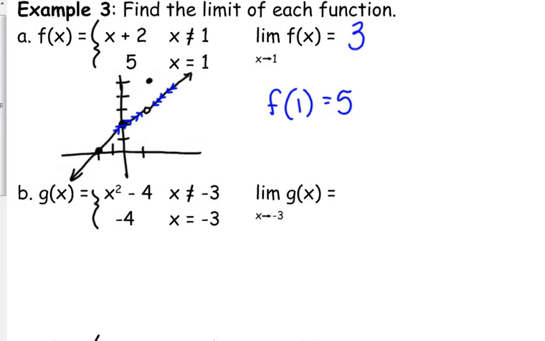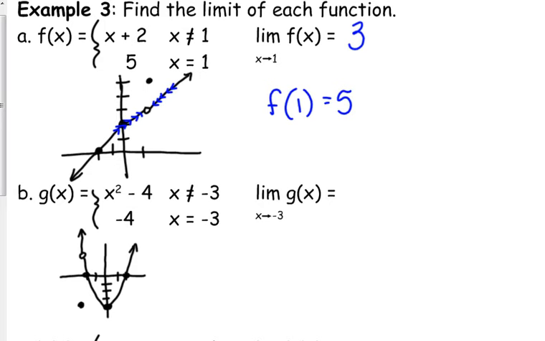Okay, let's look at another one. Let's look at a quadratic here. We've got x squared minus 4 as long as our x value is not equal to negative 3. So that is a parabola with a y-intercept of negative 4, x-intercepts of negative and positive 2, and at negative 3, we've got a hole, and the y value at negative 3 is actually negative 4. So we've got this random point down here. It doesn't really make any sense, but that's how the function is defined.